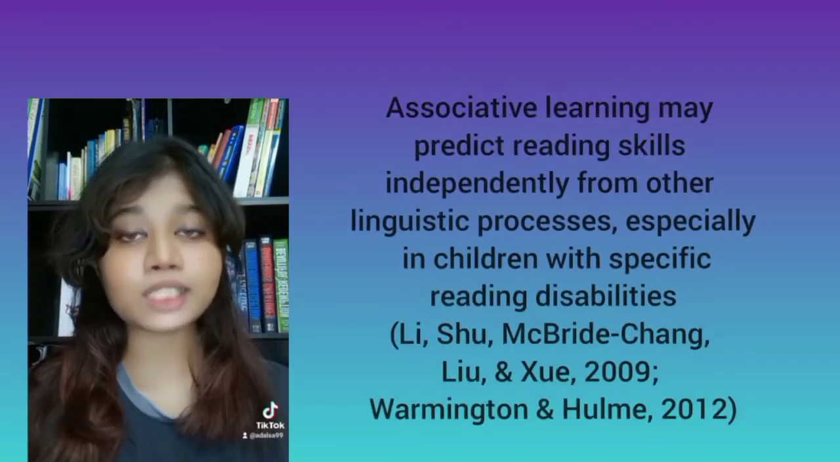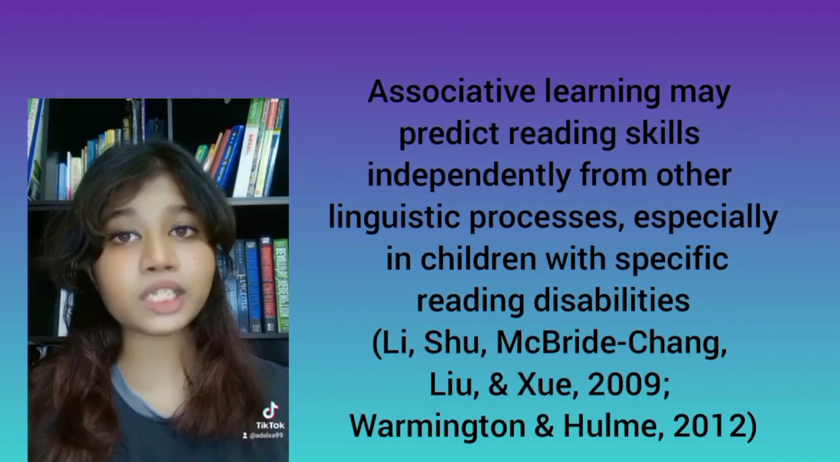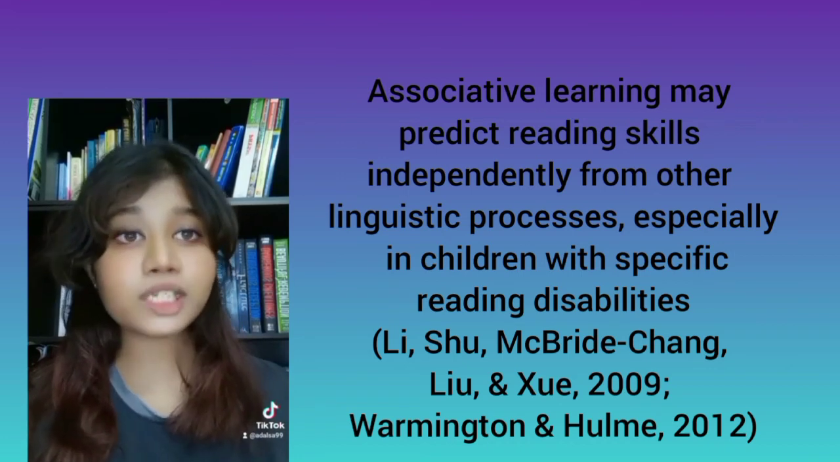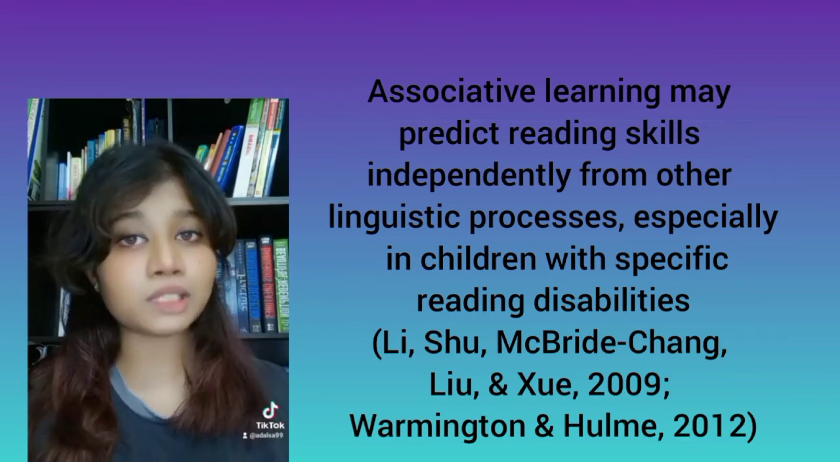Calkins' PA technique is still widely used in today's society as people engage in this learning method daily. For example, a person will need to pair the word itself with the concept it represents when learning a new word. This technique also enables researchers to study the relationship between stimuli and responses. For instance, findings from recent studies suggest that associative learning may predict reading skills independently from other linguistic processes, especially in children with specific reading disabilities.